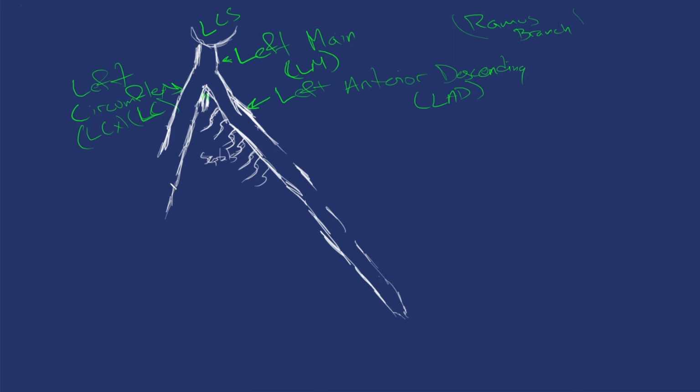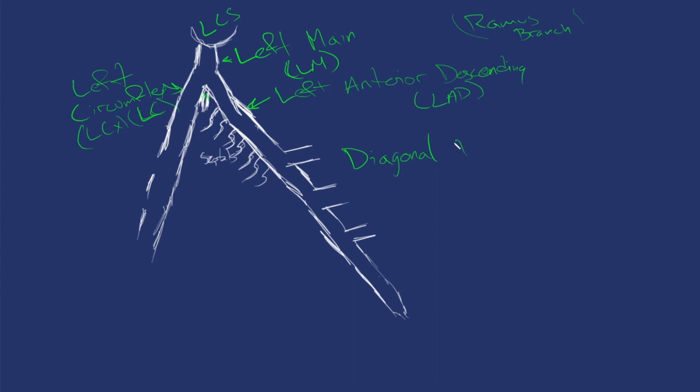The circumflex is going to be more curved rather than straight, depending on the view that we're using, and it's not going to be as long. Now, both of these have their own branches that can come off of them like so. So with the LAD, these branches that come off are called our diagonal branches.